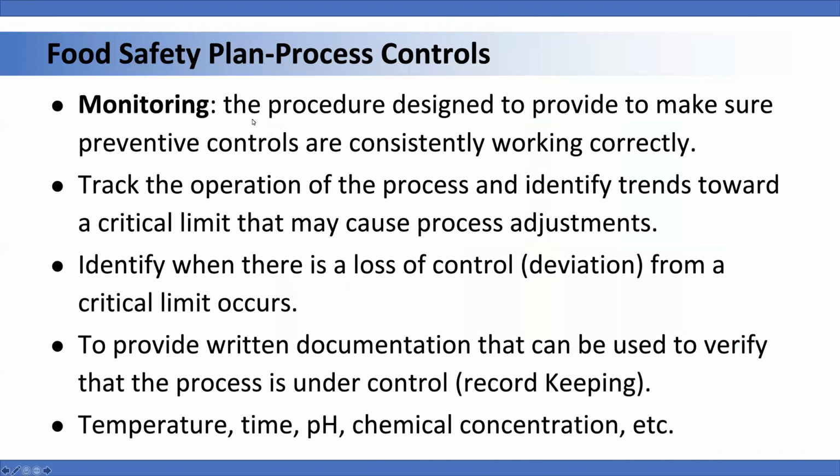The next step in the cooking process control is monitoring. Monitoring is the procedure to make sure preventive controls are consistently working correctly. Monitoring tracks processing operations and the trends of the critical limit that may need process operation calibration or adjustment. Monitoring also identifies when there is any loss of control from a critical limit. Monitoring must be recorded to verify the process is under control. Parameters or values such as temperature, time, pH, chemical concentration, something like that are usually monitored.